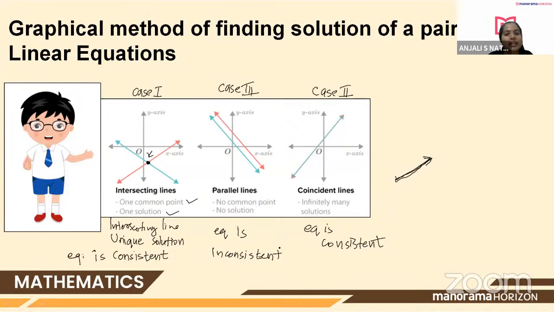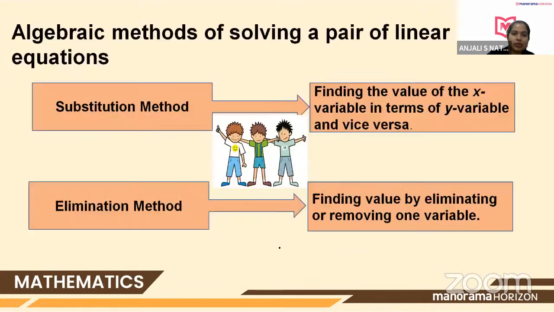This is how we find solutions for a pair of linear equations by graphical method. Okay. Clear? Any doubts? Okay. So next is algebraic method for solving a pair of linear equations. Compared to graphical method, algebraic method is more convenient. Okay. So we have two methods, substitution method and elimination method.